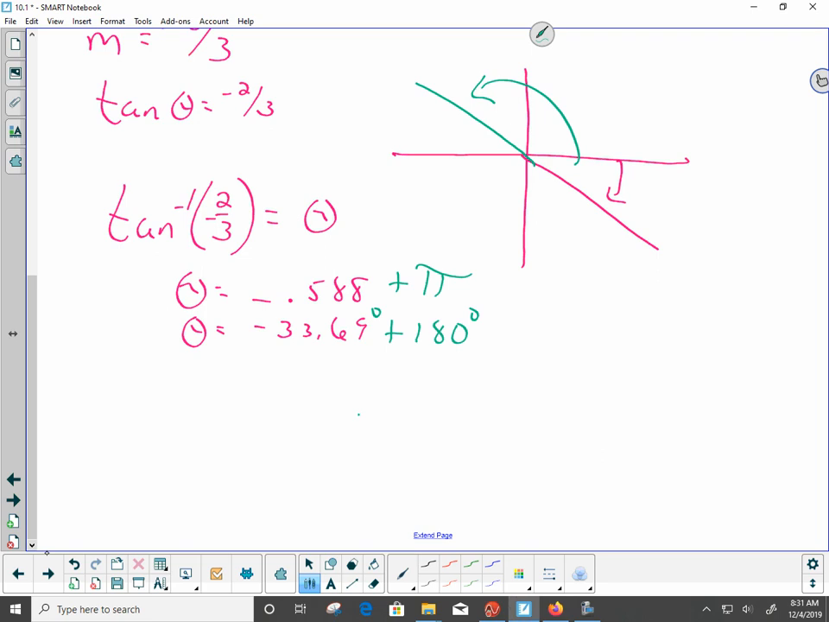The one in degrees is 146.31 degrees, and the radians is 2.554. Okay? So when you're doing the inclination of a line, it has to be an angle between 0 and 180 degrees. Well, 0 and 179.